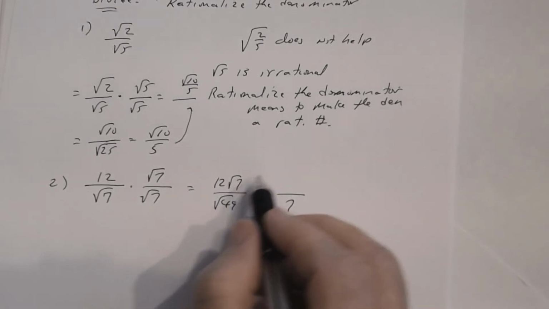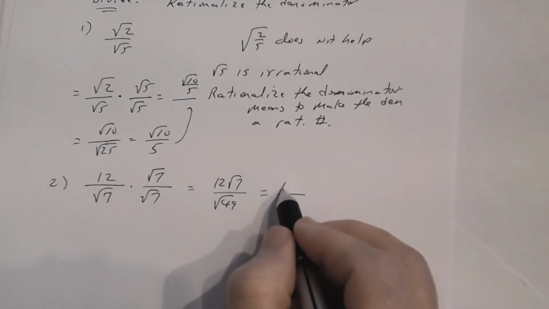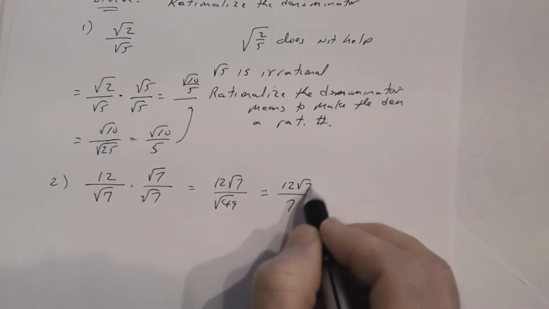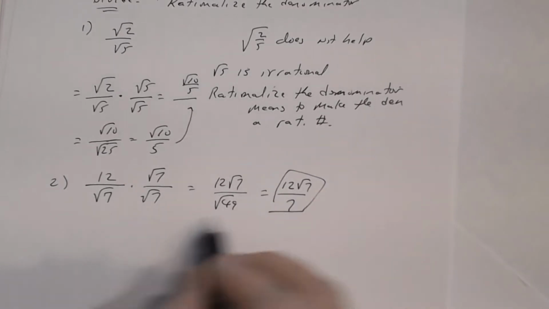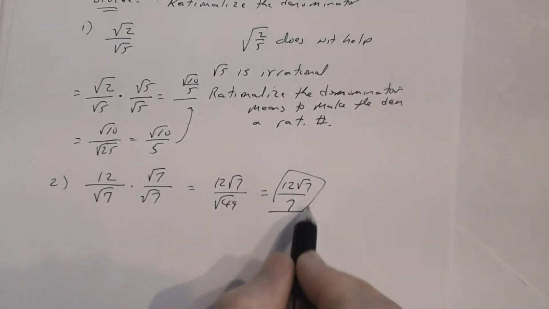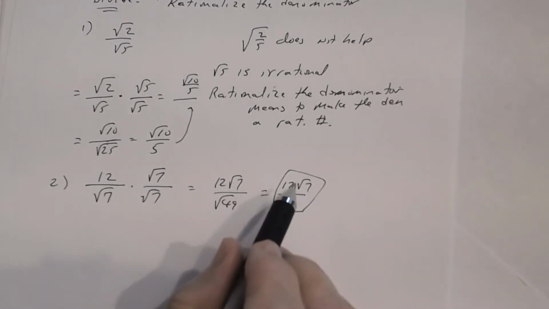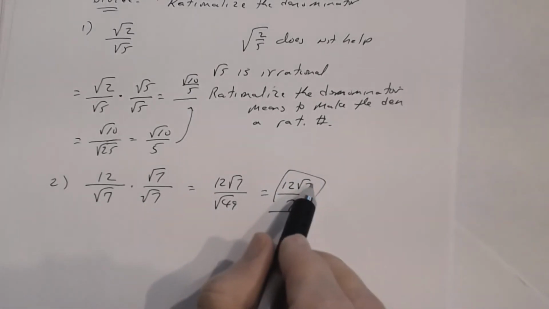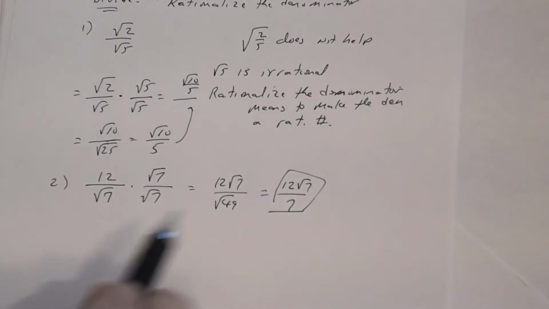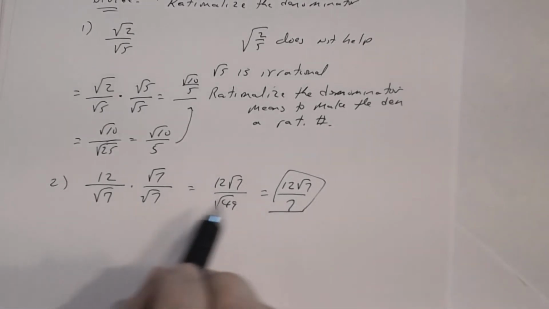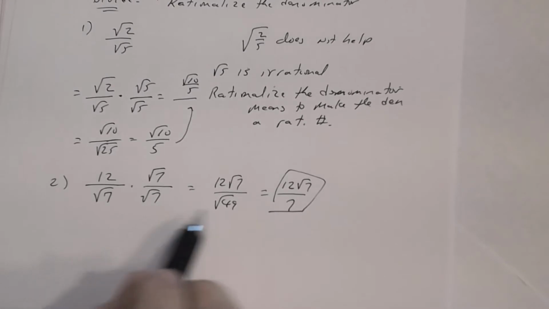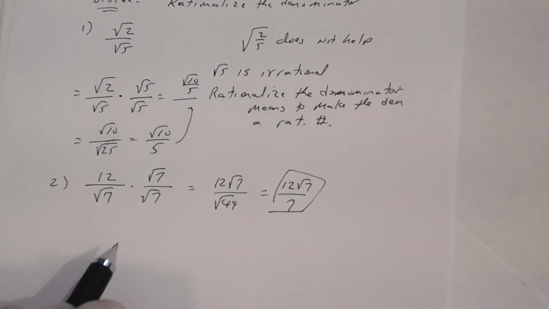The denominator, the numerator, I cannot do anything else with, so that's going to be 12 square root of 7. All right? So I rationalized the denominator. I made the denominator a rational number. The denominator is now a rational number. Now the numerator is irrational because I still have the square root right there. That's not a perfect square, but the denominator is rational. That's the idea, always to make the denominator a rational number.